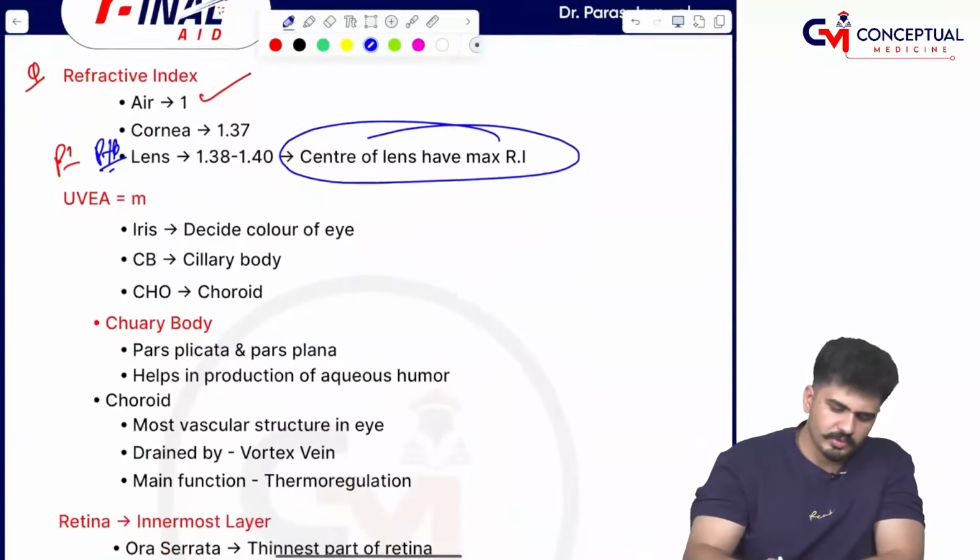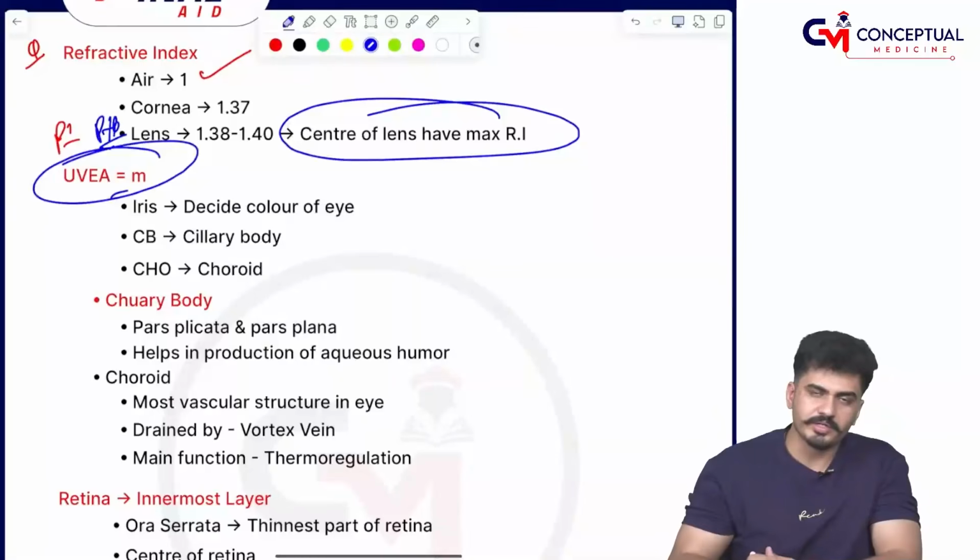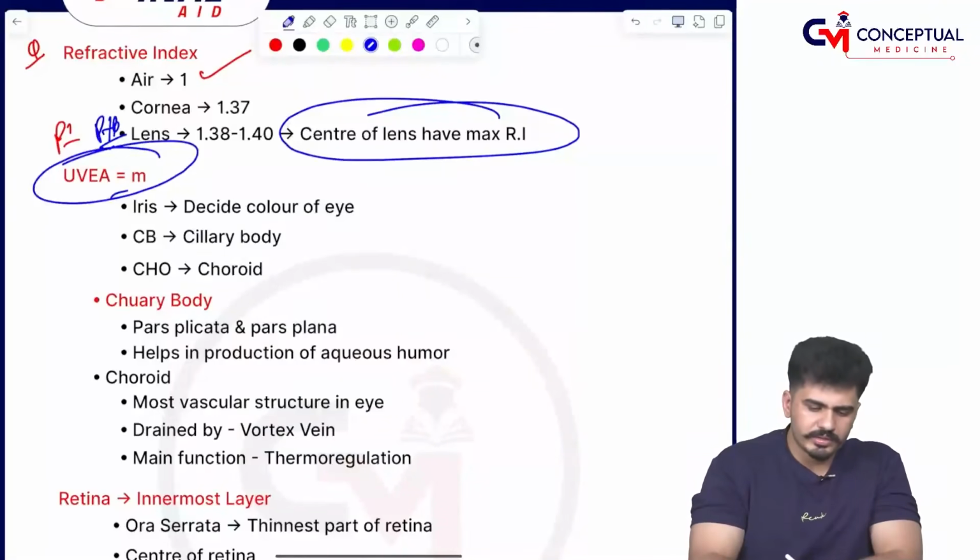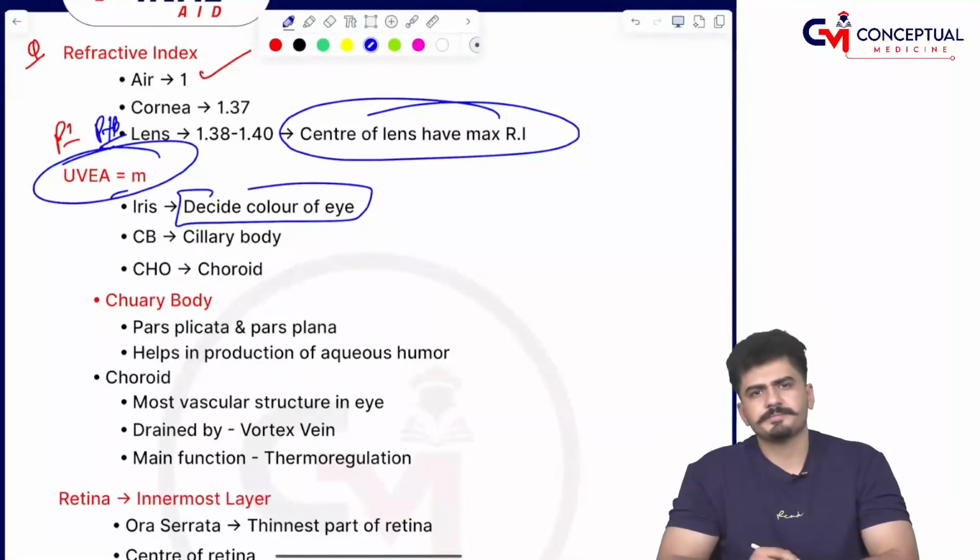Now let's talk about this uvea. We have already talked about iris. What is it going to do? Iris is going to decide the color of the eye.